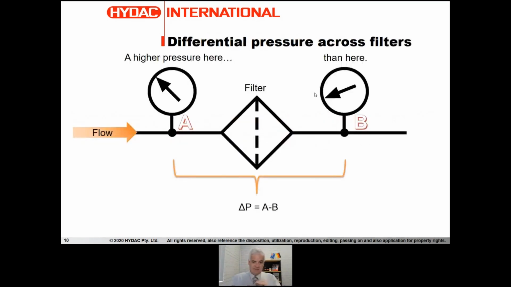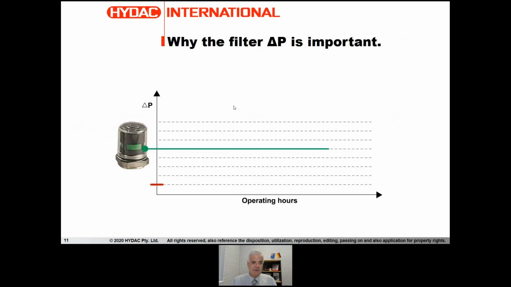Just for clarity, of course, the differential pressure across the filter is the difference between the pressure before the filter element and after the filter element. That is the delta P. And it's something we read as we have flow across an element. So the reason why it's important, ultimately, is we need to know when we need to change the filter. To do that, we need feedback, and the feedback mechanism is very often a filter indicator, as shown on the left-hand side of the screen.